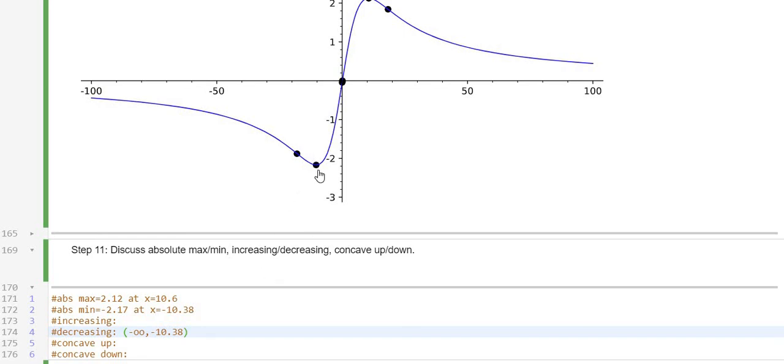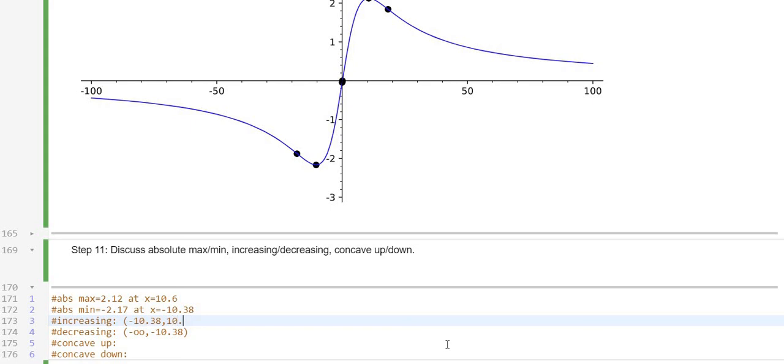Okay, once I hit this local minimum, it turns and goes back up until it hits the peak. So it starts increasing at negative 10.38, and it keeps going until I get to the 10.60, the local max. Now, by the way, I could put square brackets on these intervals, and that would be true. I'm not really concerned with that, so I'm just going to go ahead and use parentheses because it doesn't matter to me. In Calculus 1, it's just not that big a deal. So you can put square brackets if you want to, but you certainly don't have to.